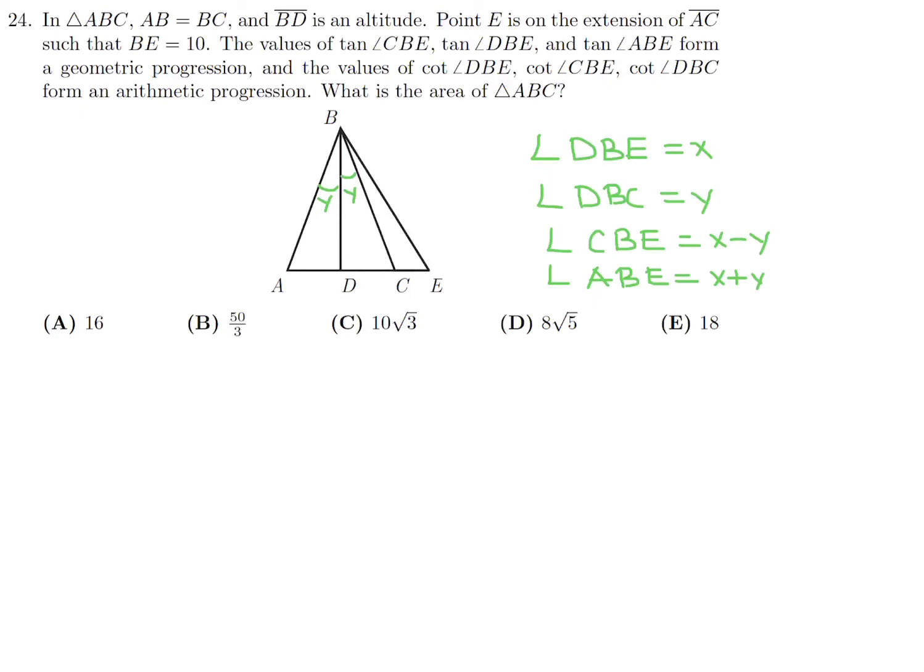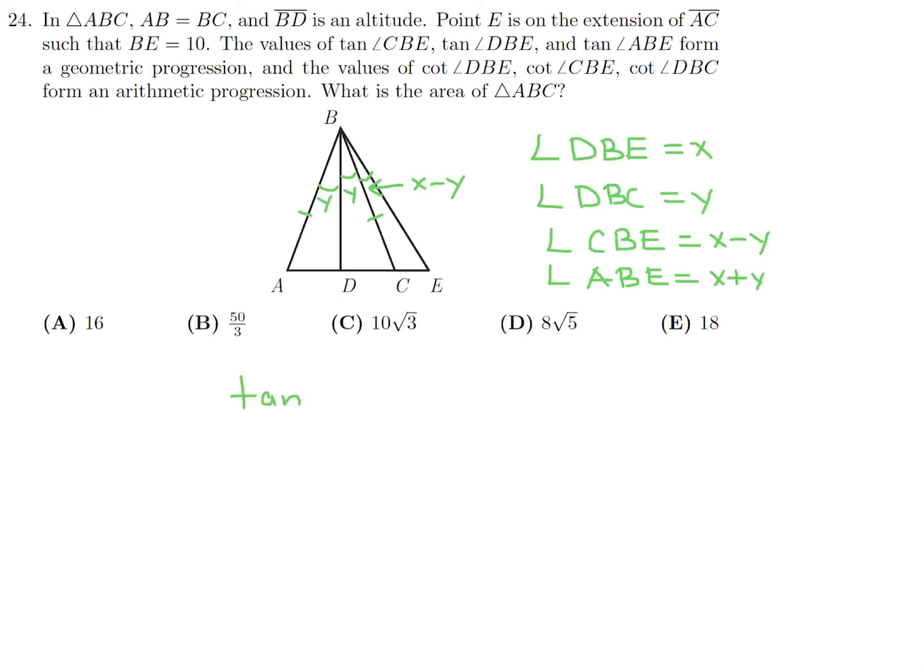This is Y. Correct? Because AB is equal to BC. That is an isosceles triangle. And this in here, I gotta squeeze that in there, is X minus Y. Okay? Now let's go with the information they tell us in the question.